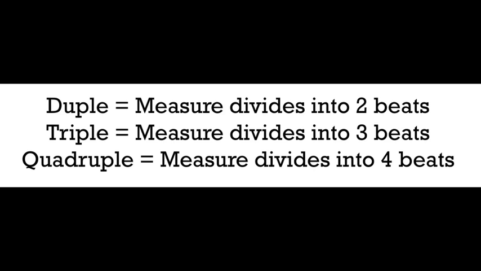That means the measure divides into 3 beats because it's triple, and each of those 3 beats divide into 2 divisions because it's simple. Or we might describe a meter as compound duple. It would be duple because the measure would divide into 2 beats, and it would be compound because each of those 2 beats would divide into 3 beat divisions.